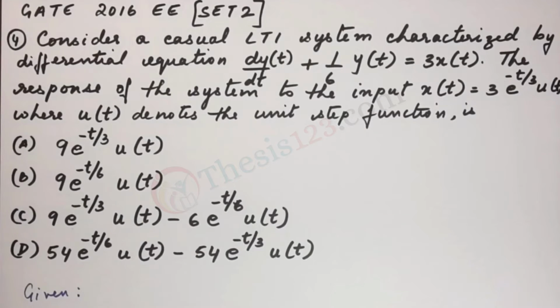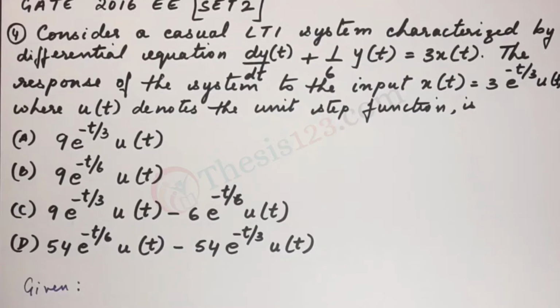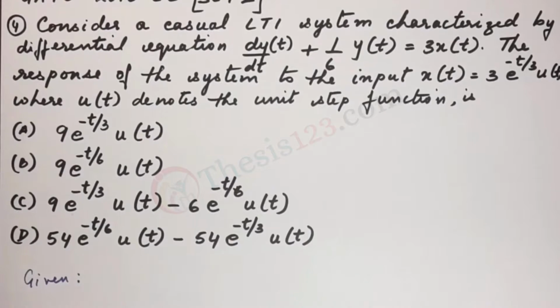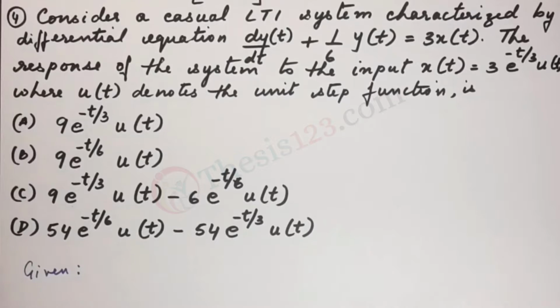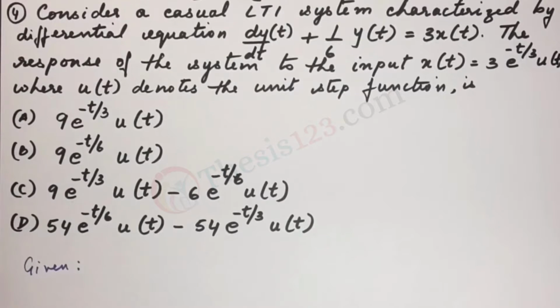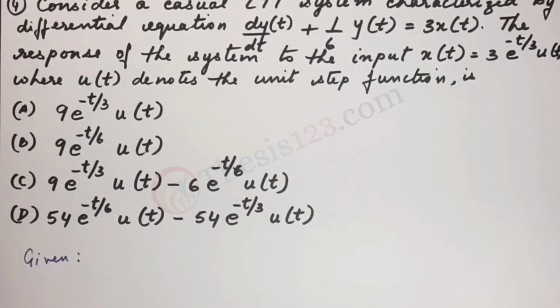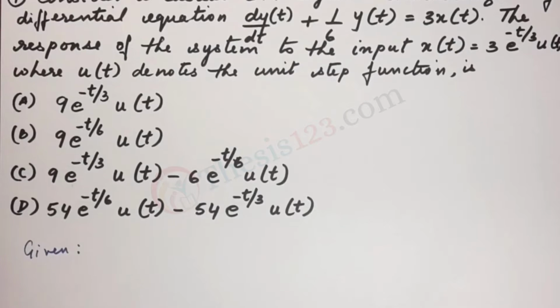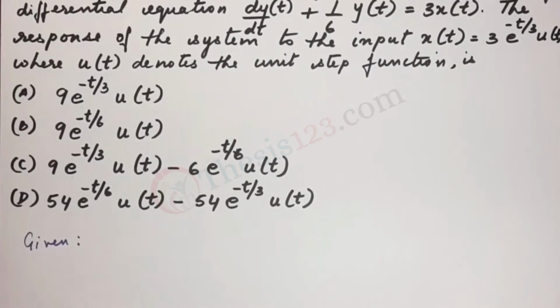Here's the next question. Number 4. Consider a causal LTI, linear time invariant system, characterized by the differential equation dy/dt plus 1/6 y of t is equal to 3x of t. The response of the system to the input x of t is equal to 3e^(-t/3) u of t, where u of t denotes the unit step function, is... we have our 4 options given to us.